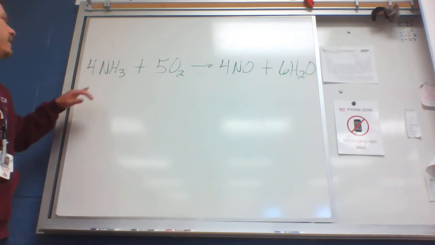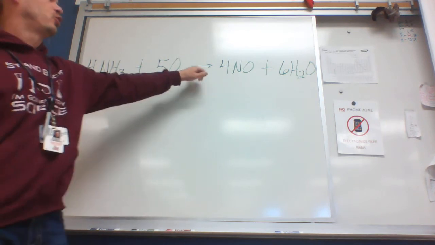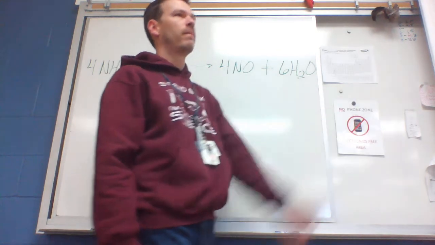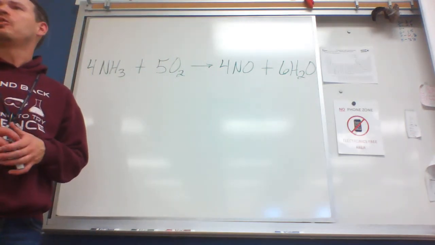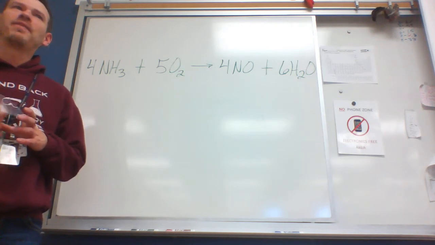This reaction says that 4 nitrogen trihydrides react with 5 oxygens to produce 4 nitrogen monoxides and 6 waters. It's already translated, predicted, and balanced for you because you've already been tested on it, and I don't want to waste your time. I know you're good at that already, yeah?